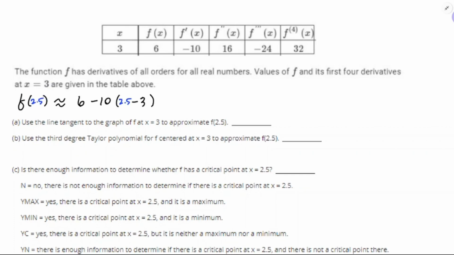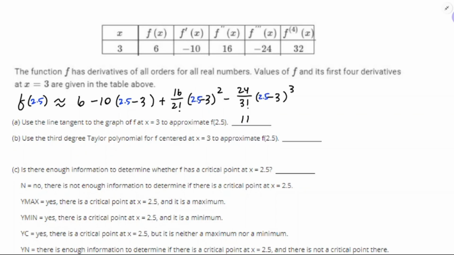Okay, so 6 minus 10 multiplied by negative half, that would be 6 plus 5, which would equal 11. And then we're going to use a third degree Taylor polynomial for f centered at x equals 3 to approximate f of 2.5. So we need to go up to the second derivative, second factorial, second power of something minus 3, plus the third derivative, third factorial, something minus 3 to the third power. And that thing that we're plugging in was 2.5.